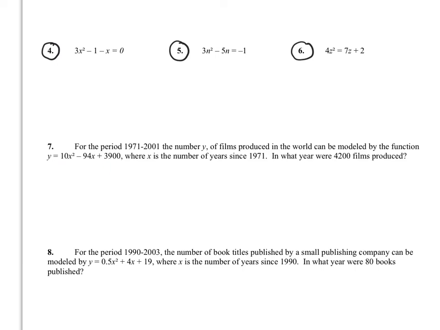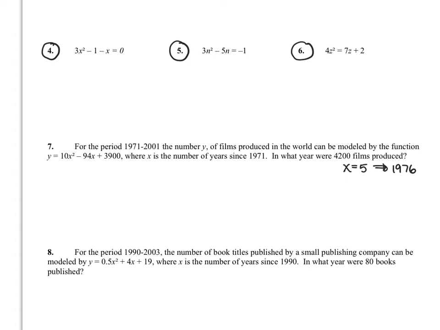In this quadratic function, y is standing for the number of films produced in the world, and x is standing for the number of years since 1971. So what that would mean, just for example, is if x were to equal 5, that would mean that it's been 5 years since 1971, and so that would really translate to the year 1976. The reason mathematicians do this is it's easier to work with smaller numbers, like 1, 2, 3, 4, 5, than it is to work with large numbers like 1,976. So our measurement is starting in 1971.